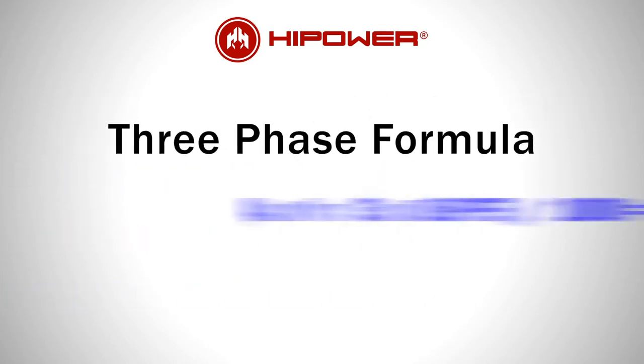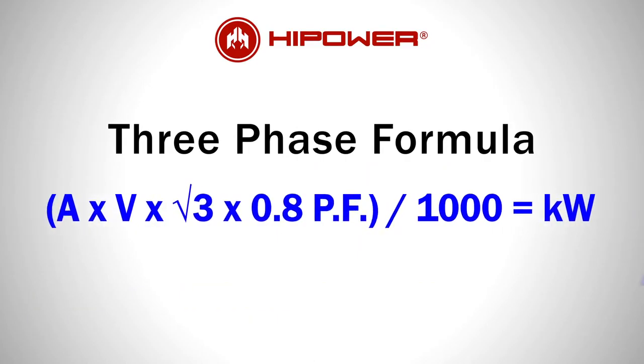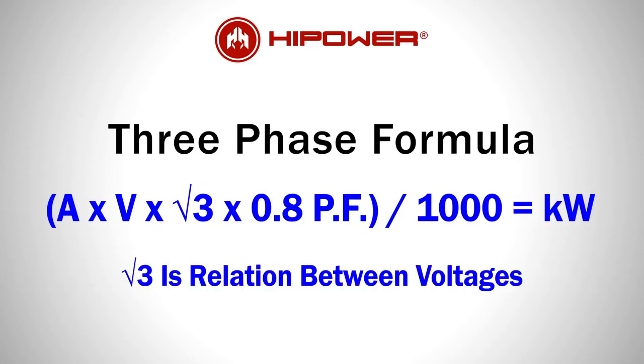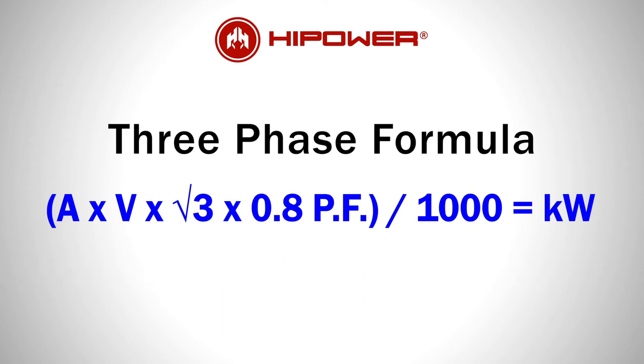For three-phase, the kilowatts is a function of amps and the different voltage outputs of a three-phase generator. Again, A equals amps, V equals volts, but now we use root 3, the relation between the two voltages within a three-phase generator. We also introduce power factor, the difference between the available kilowatts and the apparent power, kVA, produced within the generator, shown as PF. The formula to determine kilowatts for a three-phase generator is amps times volts times root 3 times the power factor, which is usually 0.8 for most three-phase generators, then divided by 1,000 to give the kilowatts.